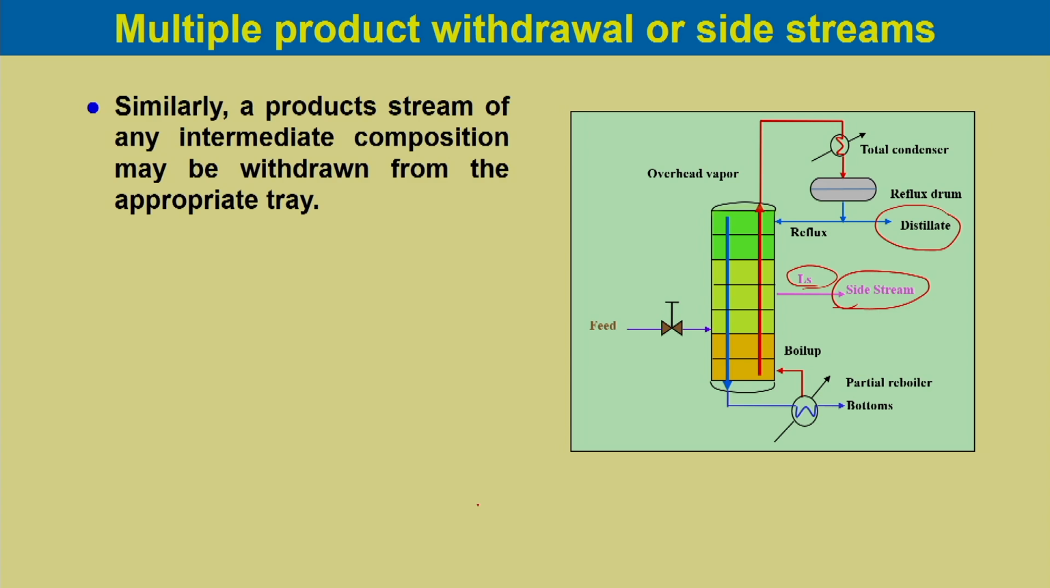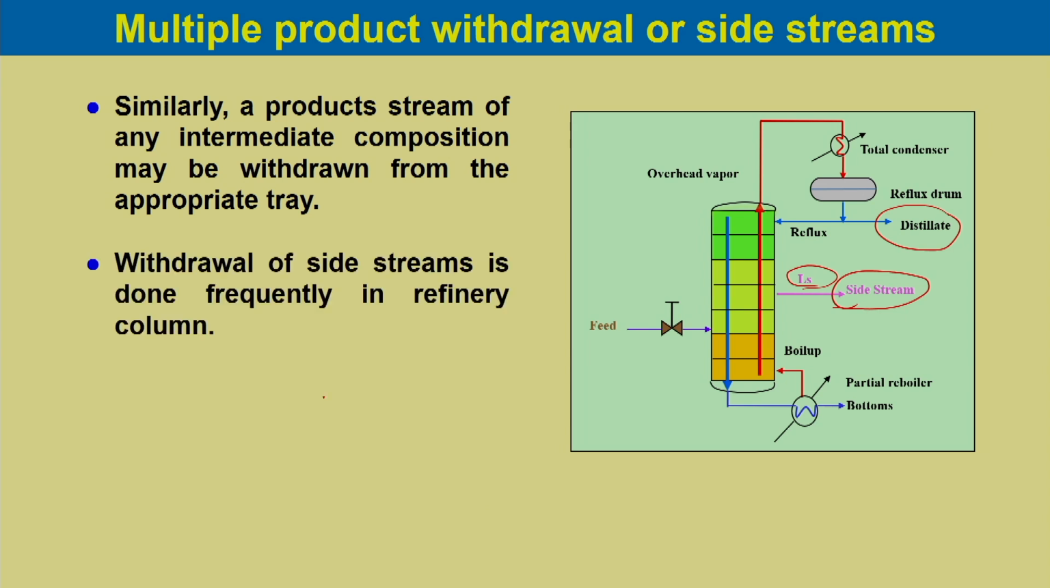Similarly, a product stream of any intermediate composition may be withdrawn from the appropriate tray. Withdrawal of side streams is done frequently in refinery columns, because you need different cuts with different compositions for the refinery products. So, that is a usual practice. In a refinery, they frequently take different cuts from the distillation column.